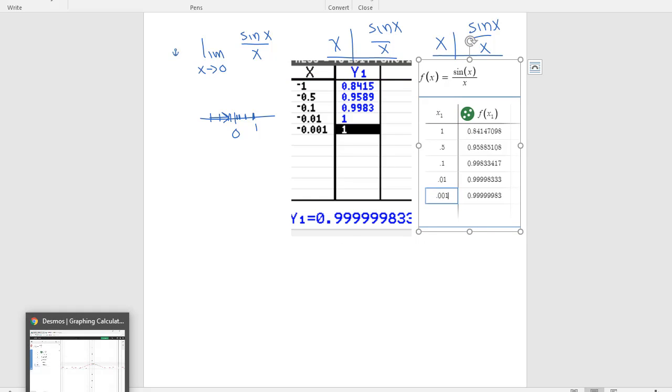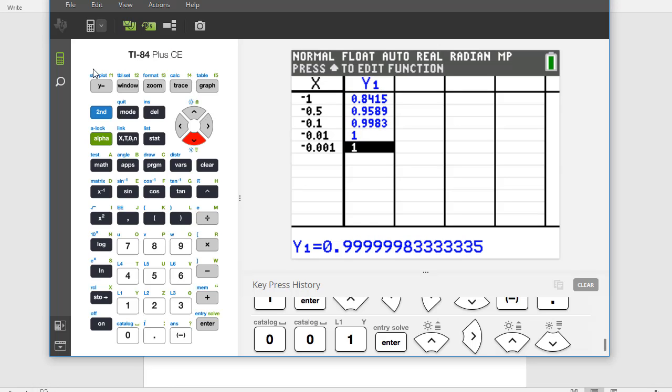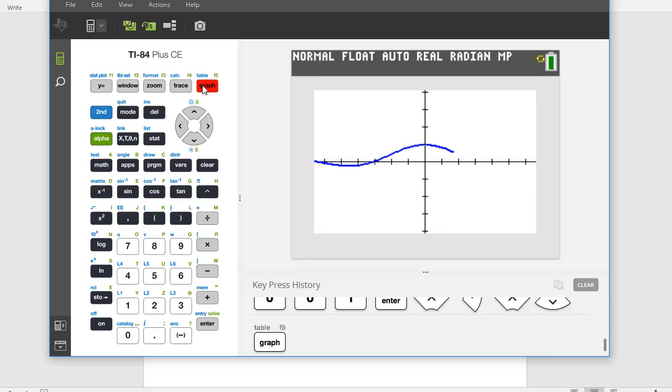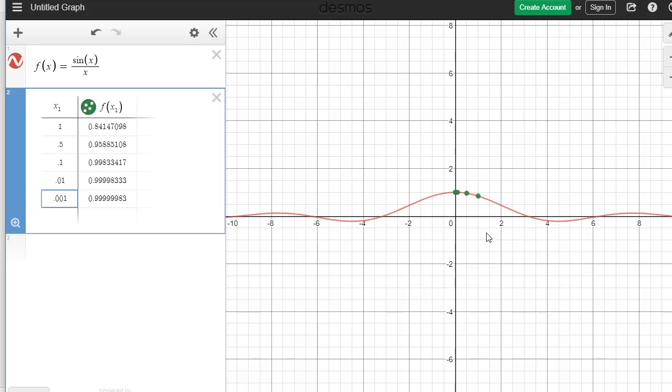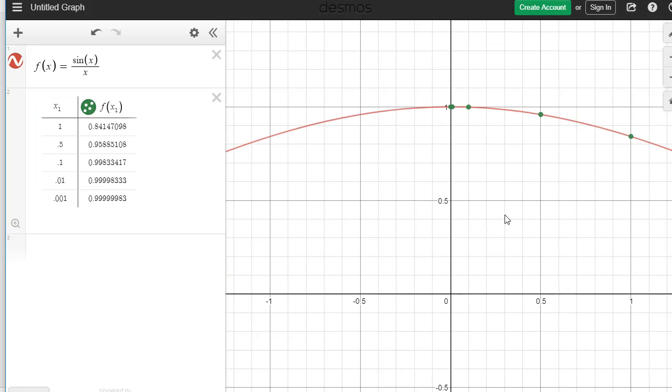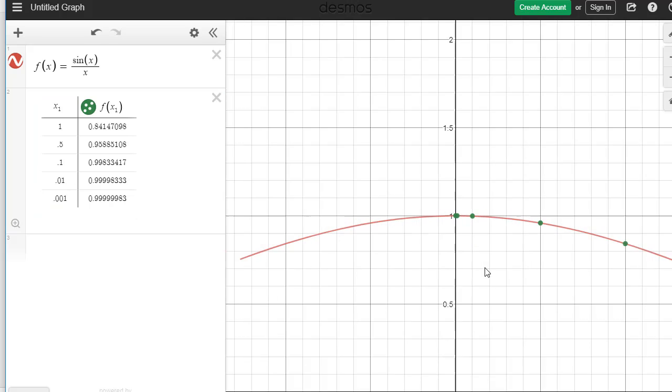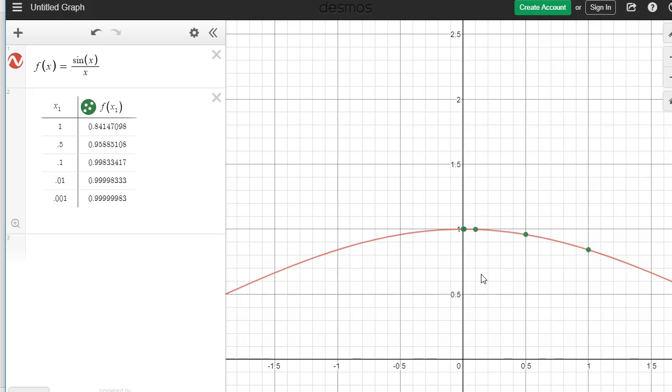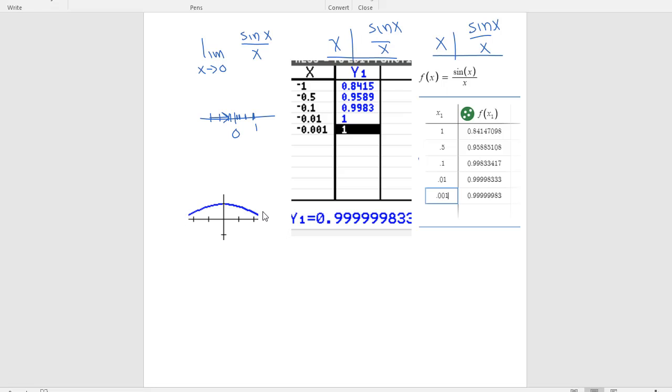So again, visually speaking, I'm going to bring up the TI real quick, and being in radian mode, when I graph, I can see the values approaching 1 here. And when I bring up Desmos, we can see the same thing. I'm going to scroll and zoom. We can see we're getting closer and closer to 1 in a visual manner. Okay, so here we see our graph. Now again, as a reminder, in this section, our focus is not algebraically evaluating these limits.